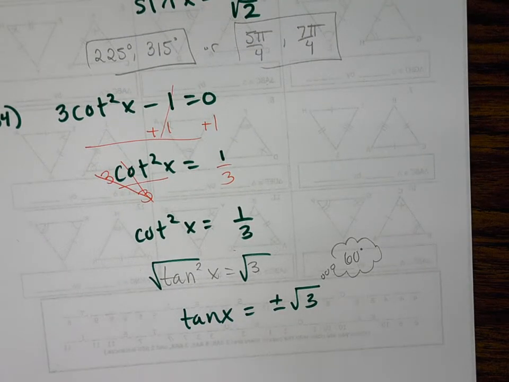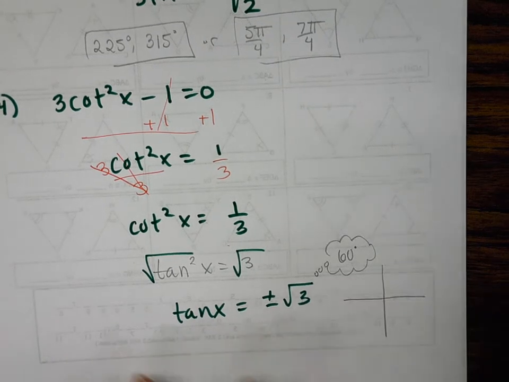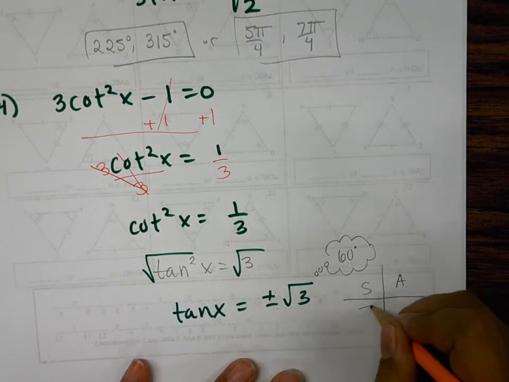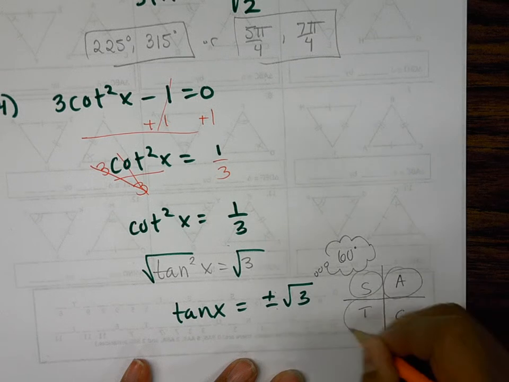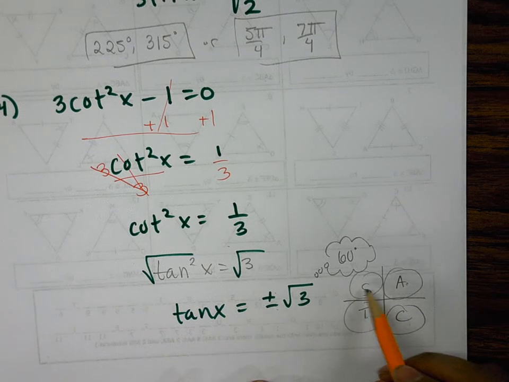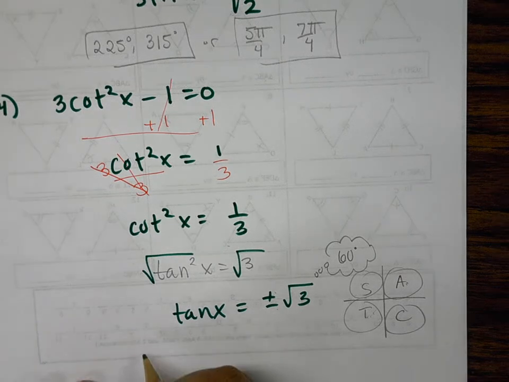All right, so we've done these before. We did them last night or yesterday in notes. You did them last night in homework. Which quadrants are you in if you have a plus or minus? Good. I'm hoping you said all 4, because there's 2 places where tangent is positive and 2 places where tangent is negative, so all 4 quadrants. So you're finding 60 degrees in all 4.